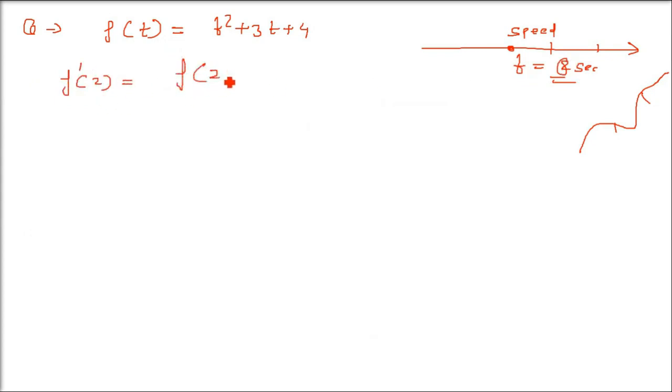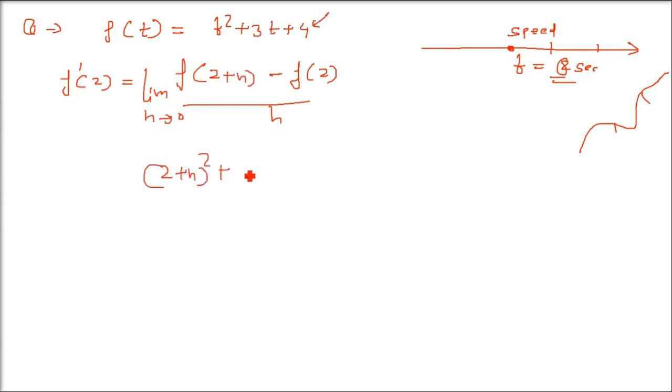So what is the function? Remember the first discussion: the limit as h tends to 0 of [f(2 plus h) minus f(2)] by h. Wherever you have t, just put 2 plus h. That is (2 plus h) whole square plus 3 into (2 plus h) plus 4, and this whole minus f(2). Put 2 wherever t comes: 2 square plus 3 into 2 plus 4.